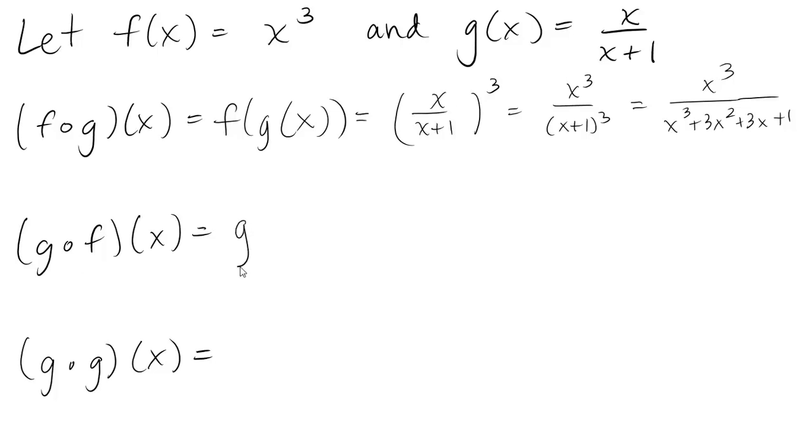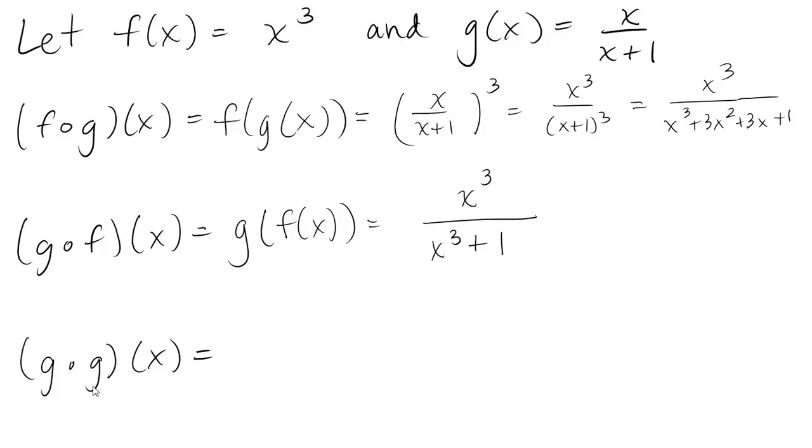g circle f of x means g of f of x. And g is this function which takes its input and divides it by its input plus 1. And what is the input? The input is f of x. So the numerator becomes x cubed, and the denominator becomes x cubed plus 1. And again, those do not cancel. Please don't cancel those. And you'll notice that those two results are different. You don't get the same thing.